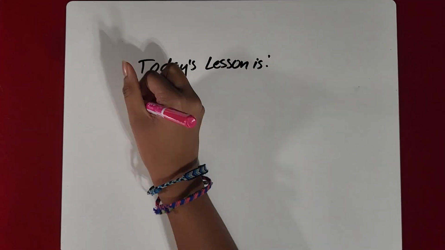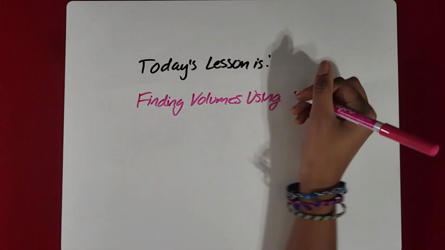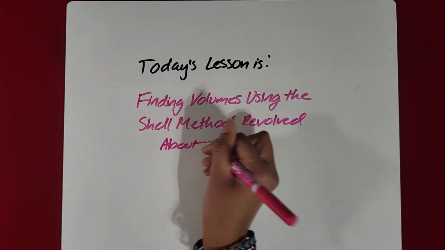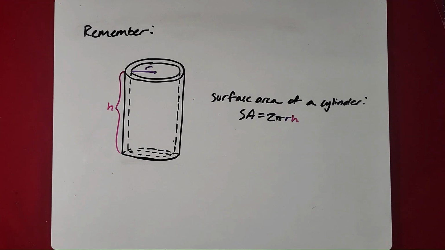Today's lesson is about finding volumes using the shell method revolved about a line. As a quick reminder, here is the formula for the surface area of a cylinder. We derived the shell method formula using this equation.